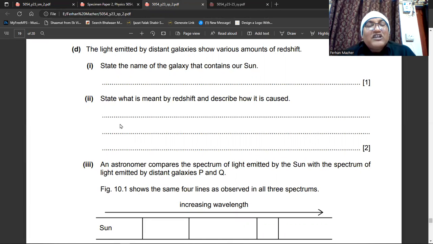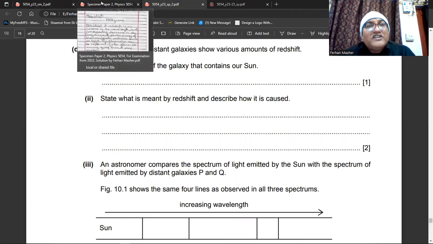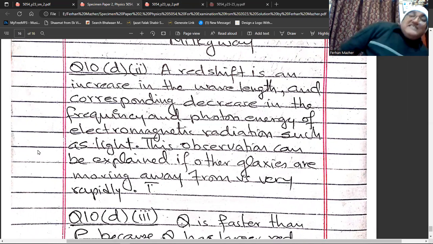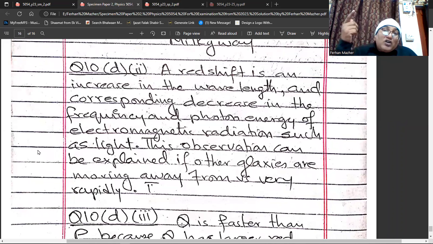Okay. The next question is, state what is meant by the redshift and describe how it is caused. Okay. Redshift, anything which has wavelength and frequency, and especially this happens. This is based on the Doppler effect. O-level students have not studied the Doppler effect, but we can also make some videos on the Doppler effect, and I can also tell you right now.